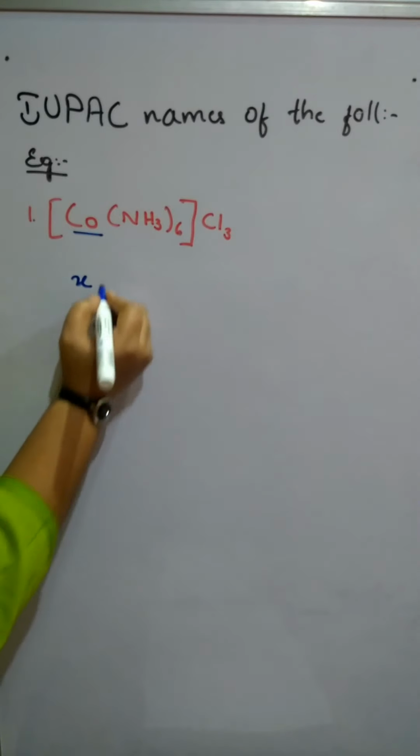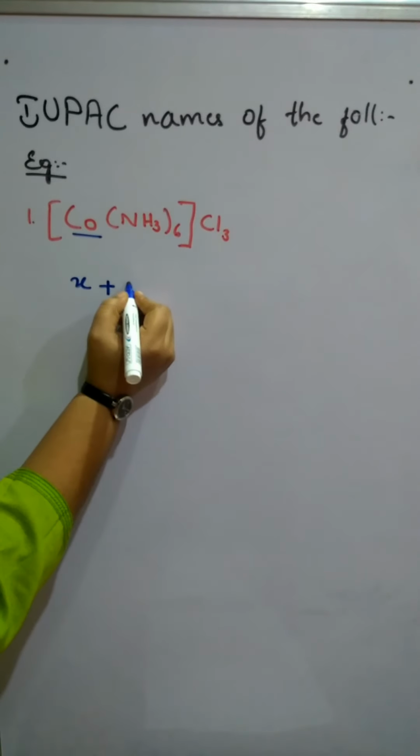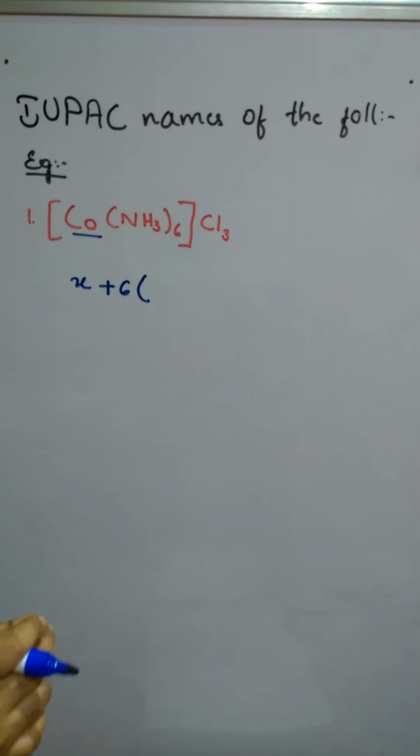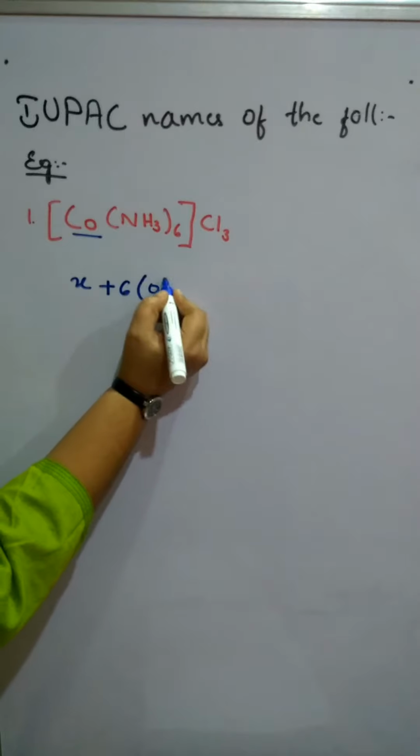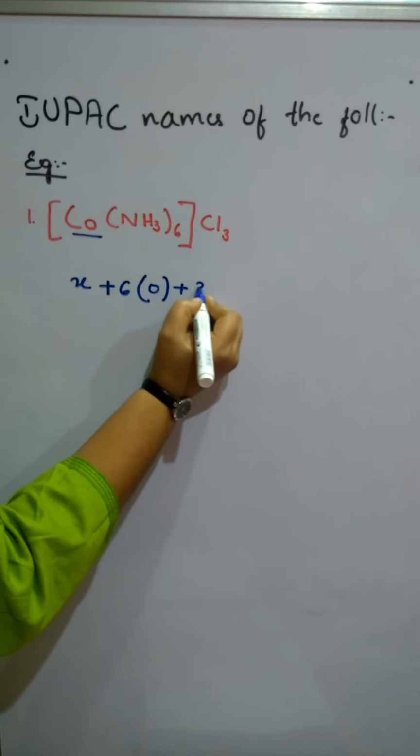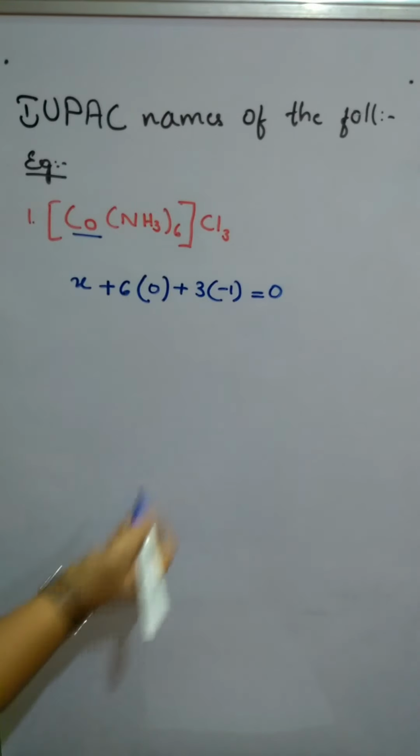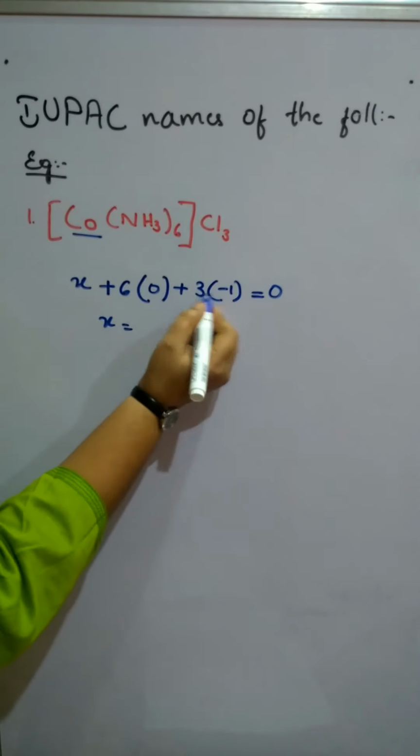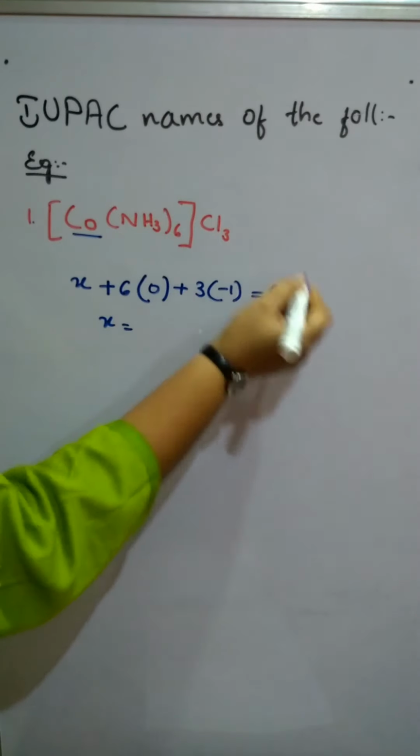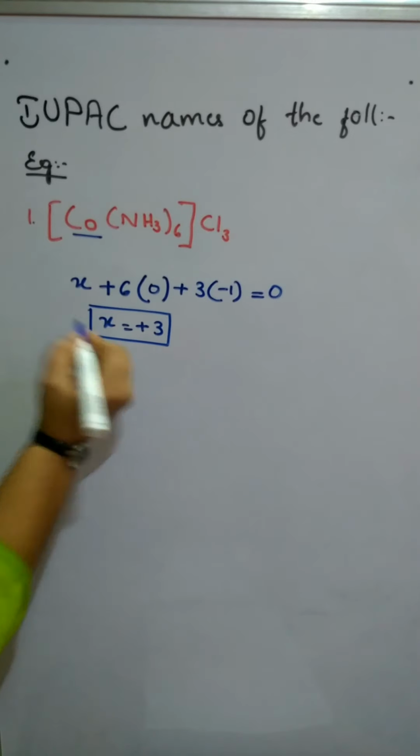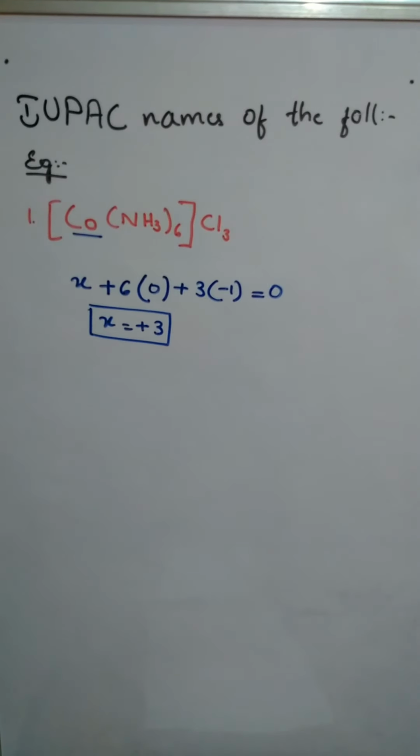It is X plus 6, and the charge on this ligand NH3 is 0. It is a neutral ligand, plus 3 Cl, each one with -1 as the charge. That equals 0. X equals -3 shifted, it becomes +3. So the oxidation state of cobalt is +3. So before writing, you should calculate the oxidation state.